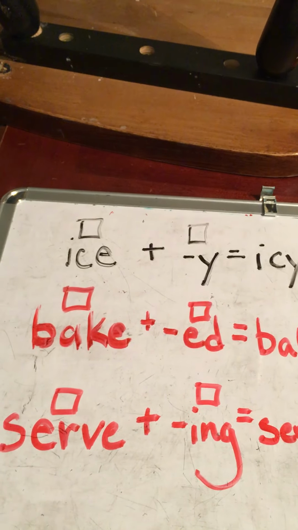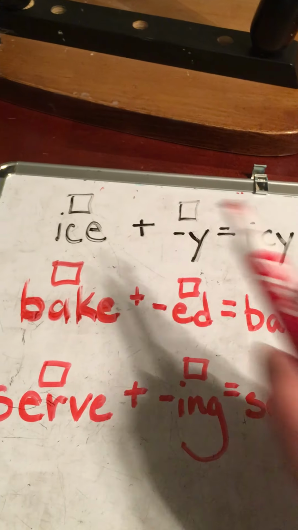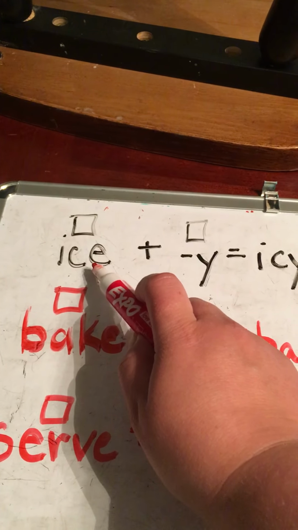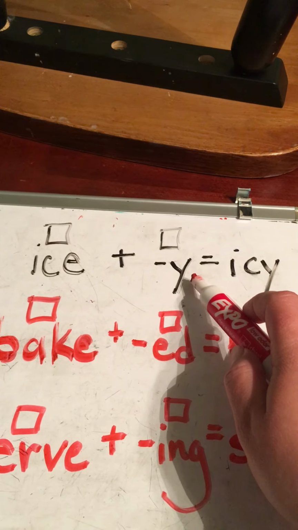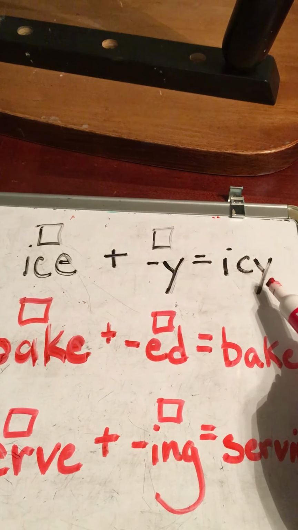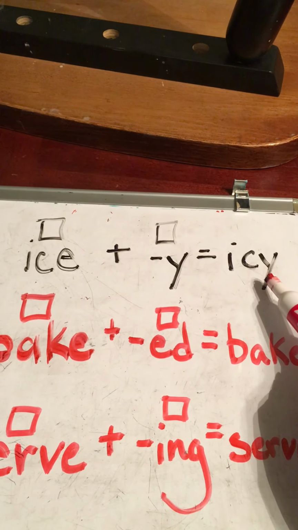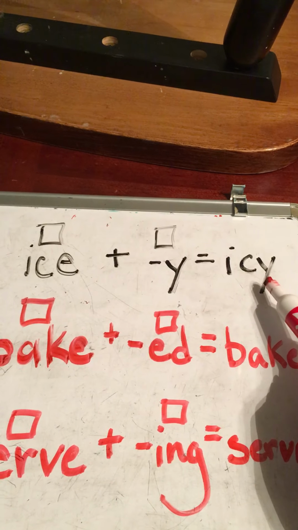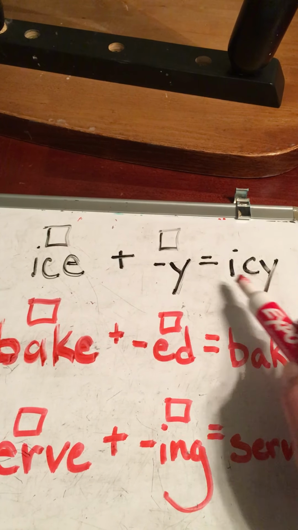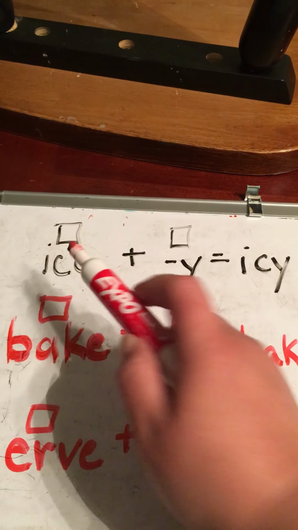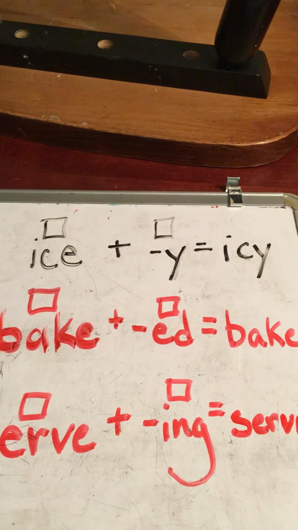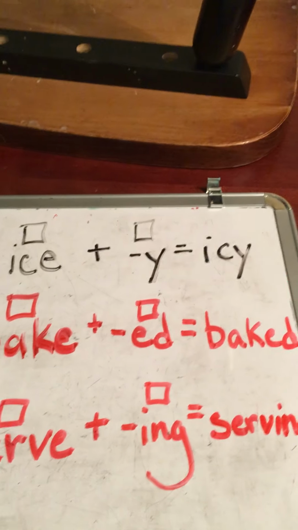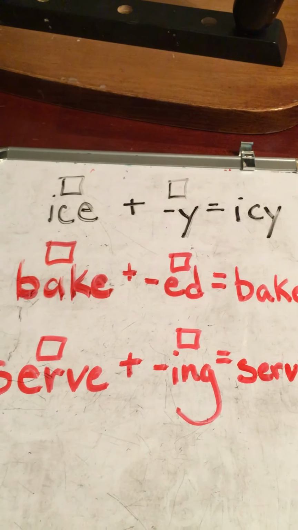Now let's look at what's happening here. We started with the base word ice. We have a plus sign that tells us we're going to add suffix Y. And then look at the word that we made, icy. What did you notice in the new word that is formed? I noticed that my E went away. We dropped the E before adding the suffix. Let's look at these other examples and see if something similar is happening.